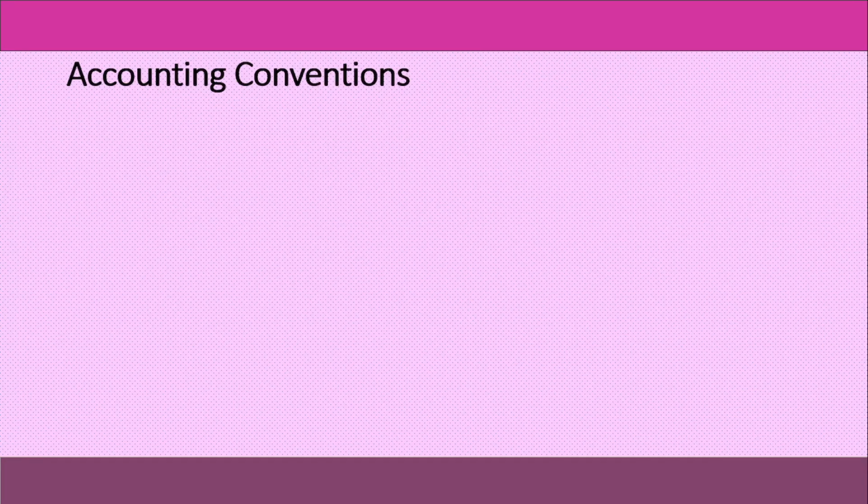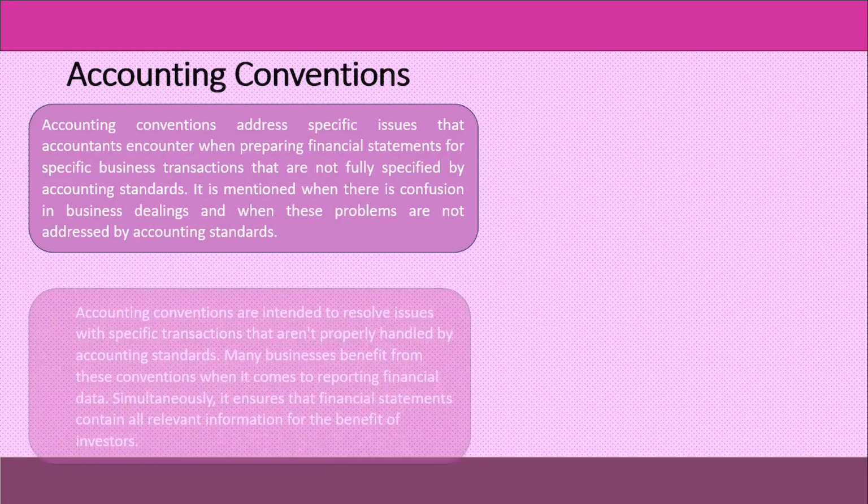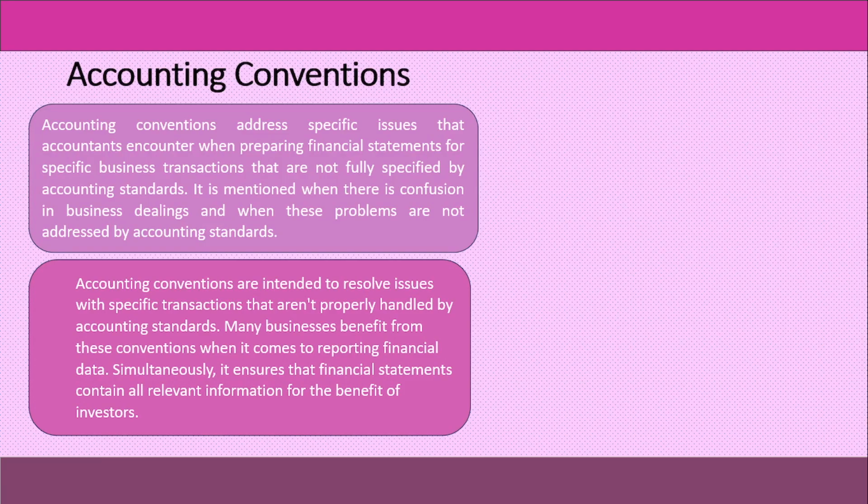The third and final group of generally accepted accounting principles is accounting conventions. Accounting conventions address specific issues that accountants encounter when preparing financial statements. Accounting conventions are intended to resolve issues with specific transactions that are not properly handled by accounting standards. Many businesses benefit from these conventions when it comes to reporting financial data.